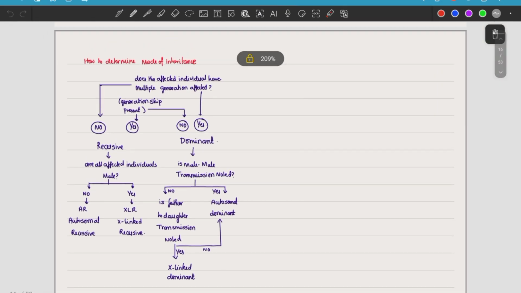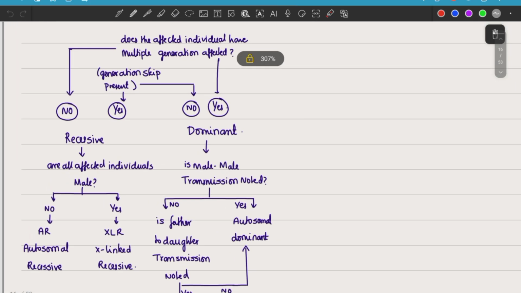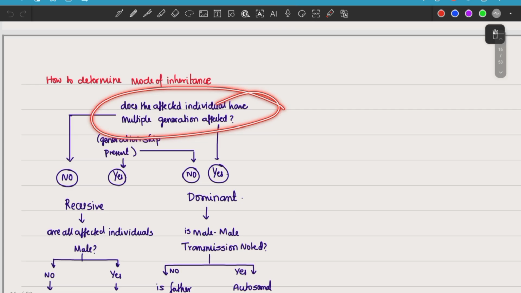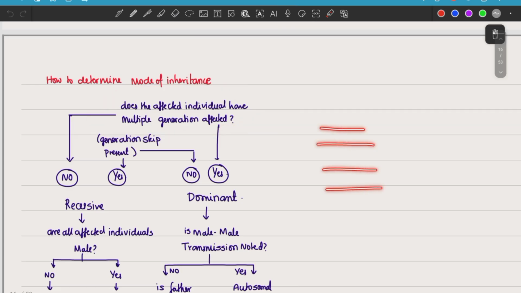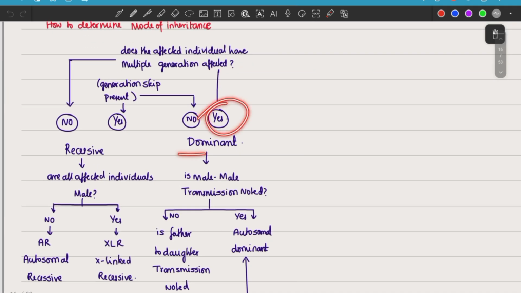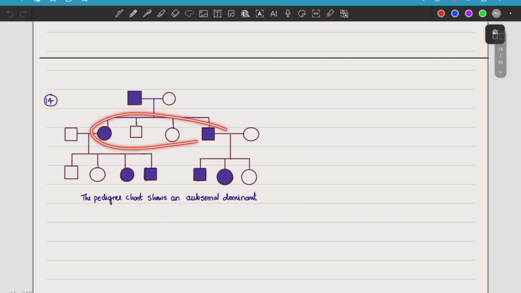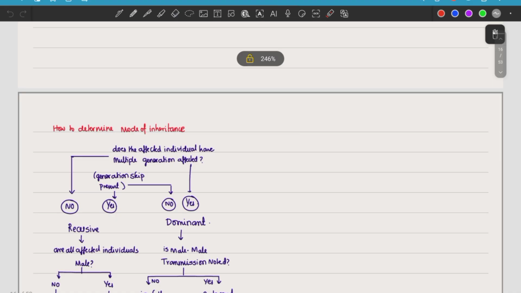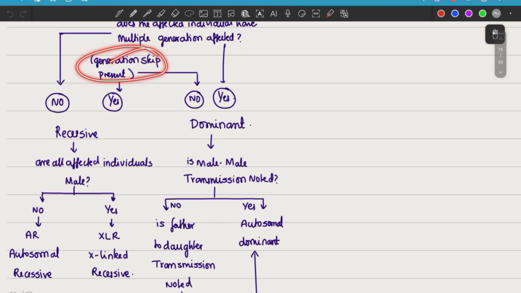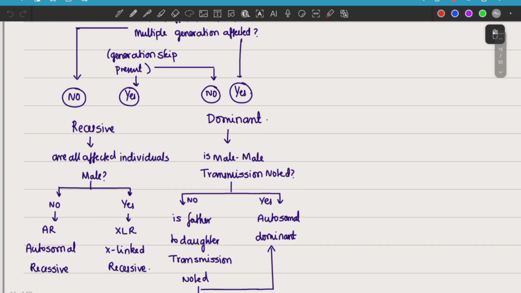See, this is the easy method to know the inheritance. First, you have to see, does the affected individual have multiple generations affected? If yes, then it is dominant. That means you can just remember if there is a generation skip or not. Here you can see there is no generation skip. Directly all the generations are getting affected, isn't it? So you have to see whether a generation skip is there or not. If yes, then it is recessive. If there is no generation skip, then it is dominant.